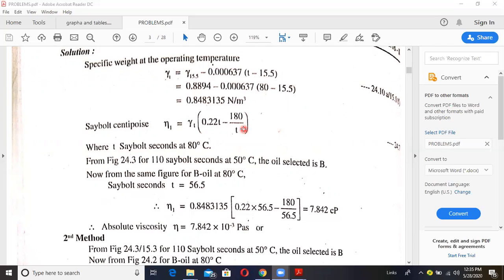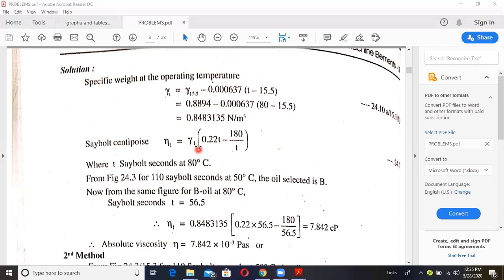Understood? Here the unknown is T, where T is nothing but Saybolt seconds at 80 degrees Celsius. It is not temperature, it is the seconds at 80 degrees Celsius. Understood? And gamma T we are going to calculate at the operating temperature. So if you know gamma T and if you know T, then we can calculate absolute viscosity.